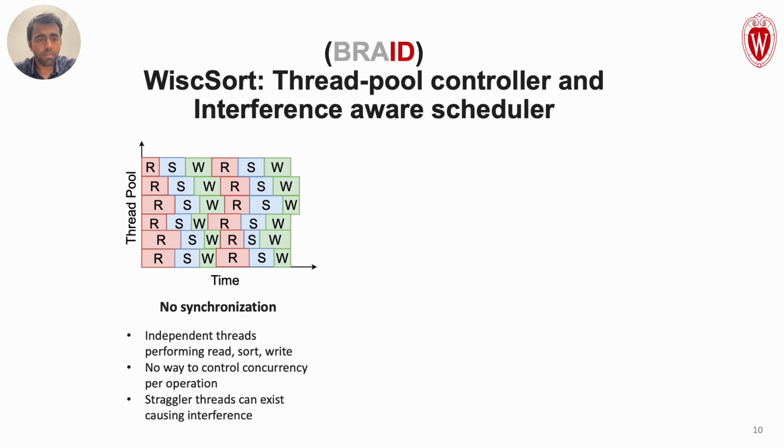Now let's look at a naive way of doing sorting concurrently. Here you have a no synchronization mechanism where each thread performs reads, sorts, and writes independently. These independent threads have no way of controlling the amount of concurrency per operation, and in fact straggler threads can cause interference between reads and writes, as shown here.